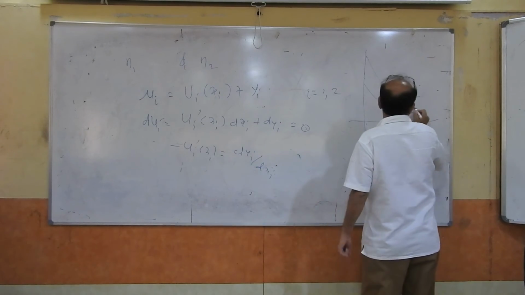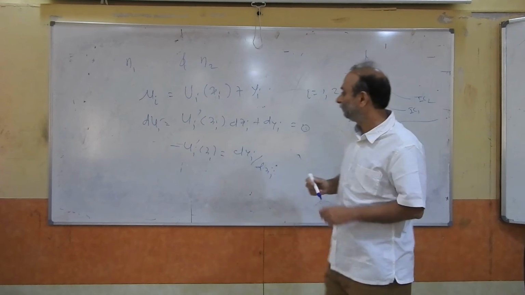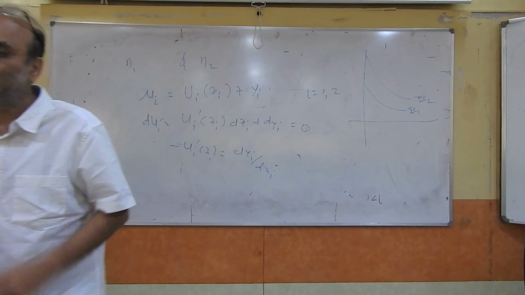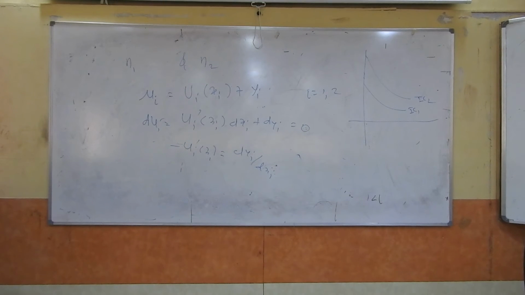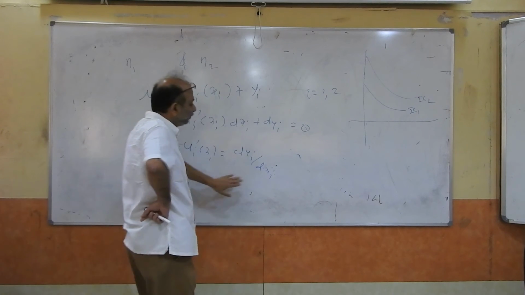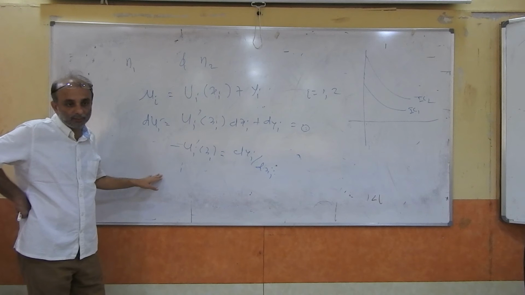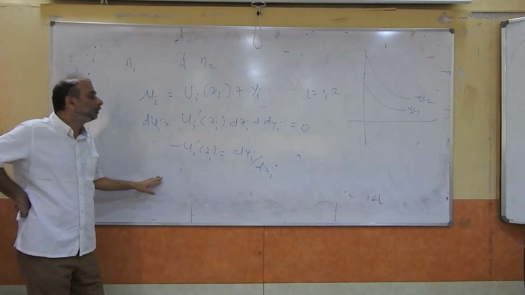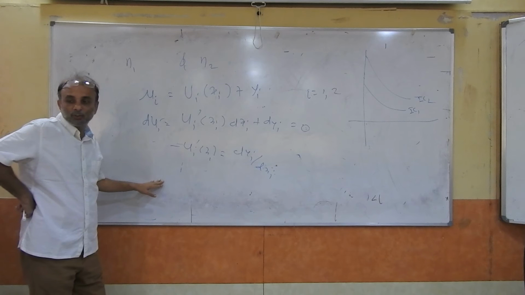I'll call this, say, IC1, IC2. So what's the slope of the... can you tell me why they look like this? No, but does it provide a key to you? For x equal to 0, what is the slope of the indifference curve?